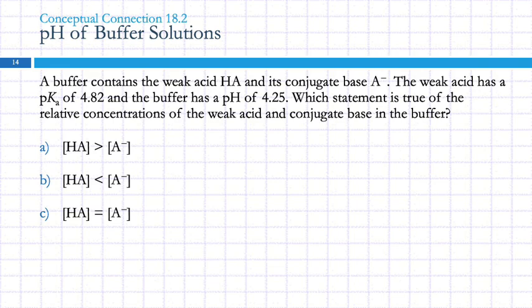It's a conceptual question. A buffer contains the weak acid HA and its conjugate base A minus. The weak acid has a pKa of 4.82, and the buffer has a pH of 4.25. Which statement is true of the relative concentrations of the weak acid and conjugate base in the buffer? This problem should be before the previous slide. Well, we don't need to do any calculations here, but we do have to think about mathematical relationships.